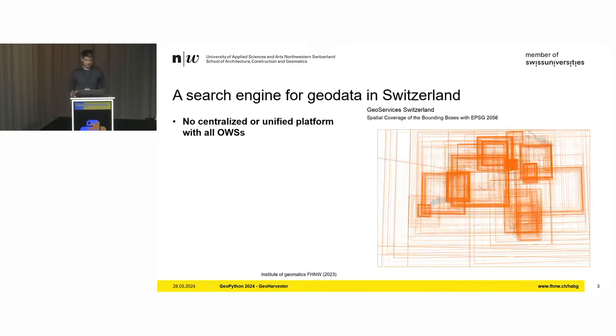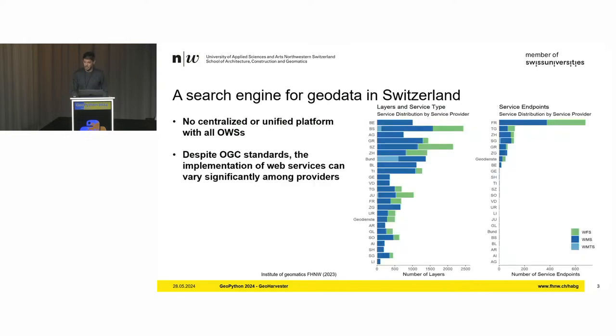We collect all this data with a scraper. So in Switzerland, we scrape all the servers. And as you can see, those are the bounding boxes of all these layers. And they have some spots. So there are some concentrations in some areas of Switzerland. And those are the cantons of Switzerland. So that means each canton has web services. So there are a lot of providers in Switzerland. Each provider has its own system to develop the services.